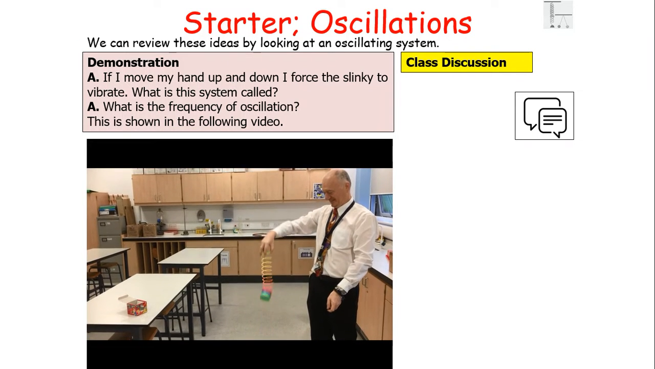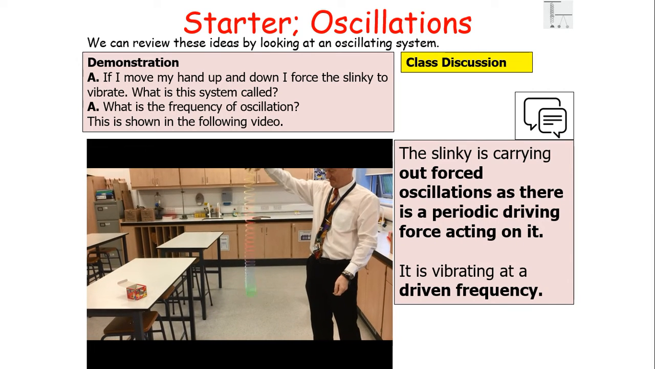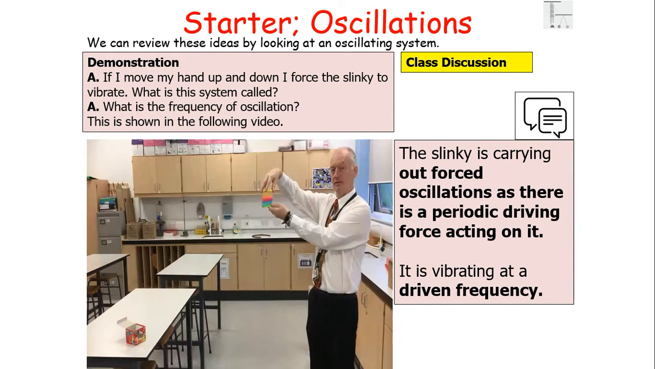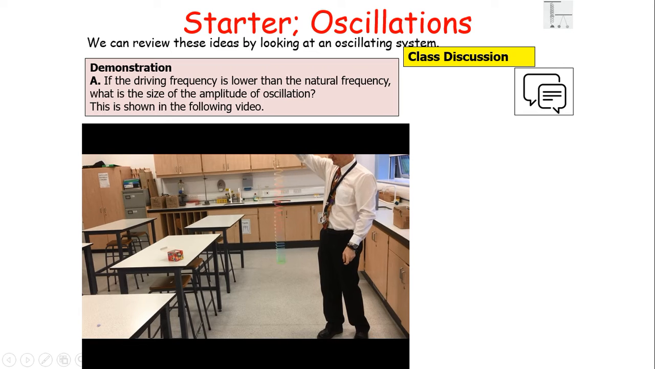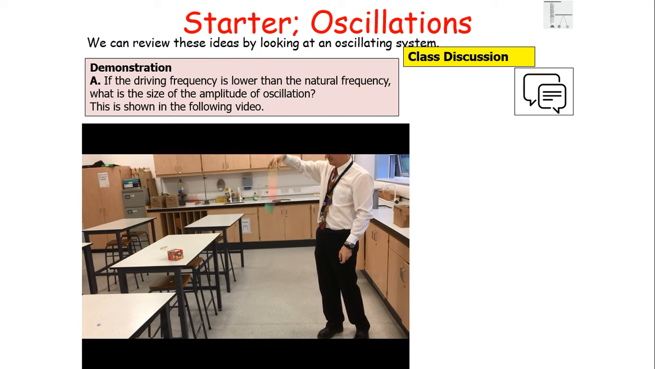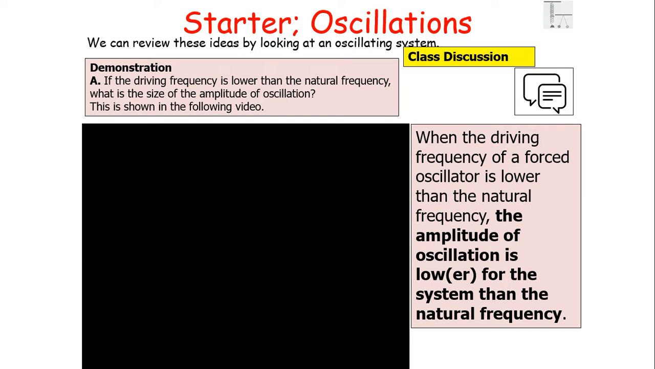At this particular point, I'm acting as a driving force in the situation. The slinky is carrying out forced oscillations because there's a periodic driving force acting upon it, so it's vibrating at its driven frequency. If the driving frequency is now lower than the natural frequency, what happens to the amplitude of the oscillation? In this situation, it's clear to see that when the driving frequency of a forced oscillator is lower than the natural frequency, the amplitude of oscillation is lower than at the natural frequency.